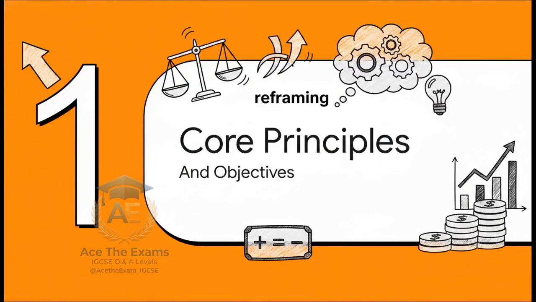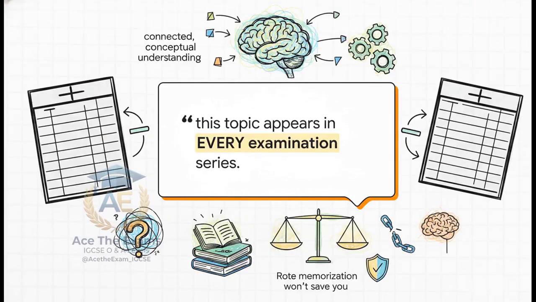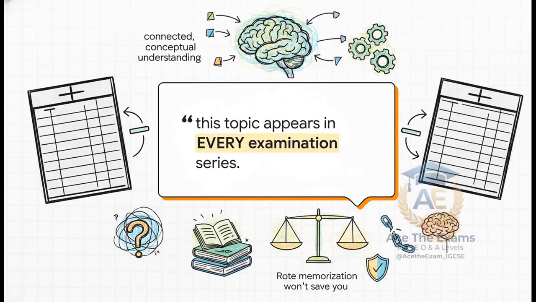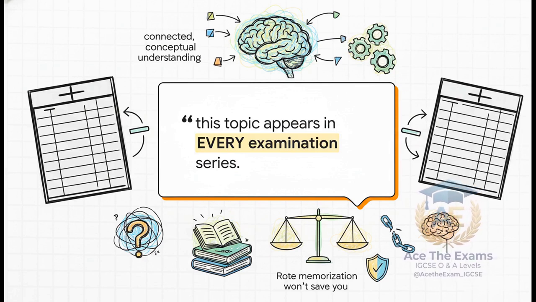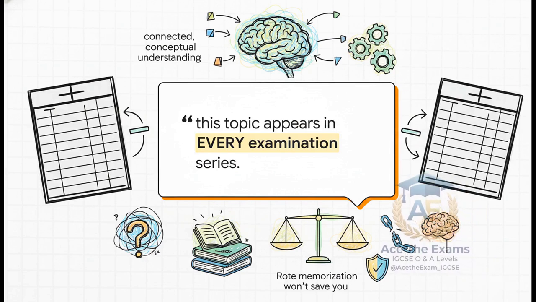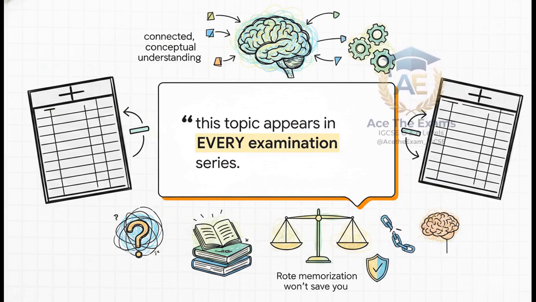All right, let's jump right into section 1, core principles and objectives. Like I mentioned, this topic appears in literally every single examination series. It's inescapable. Yet year after year, candidates consistently bleed marks here. And you know why? Because they treat it like a basic memorization exercise. The syllabus actually emphasizes that top-performing students exhibit a connected, conceptual understanding. Rote memorization, just memorizing the formulas, won't save you when the exam throws a complex, high-tariff curveball at you. You really need an underlying, deep grasp of the accounting equation that transfers instantly to highly unfamiliar contexts.